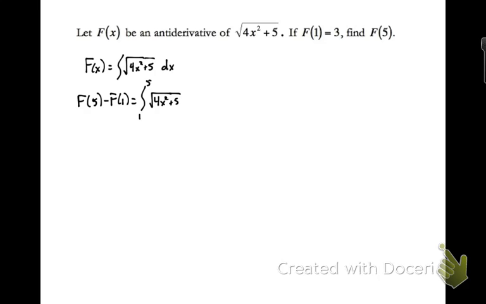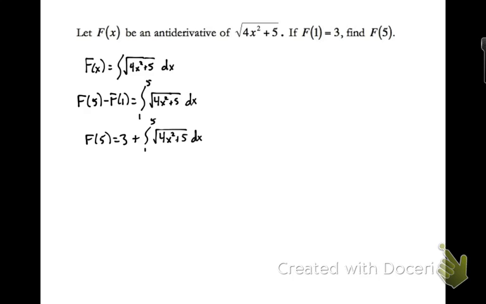And again, on the calculator section, don't even bother integrating. Use your calculator. In the non-calculator section, it has to be something you can integrate. We know that F of 1 equals 3, so adding 3 to both sides, we know that F of 5 equals 3 plus the integral from 1 to 5 of the square root of 4x squared plus 5 dx.